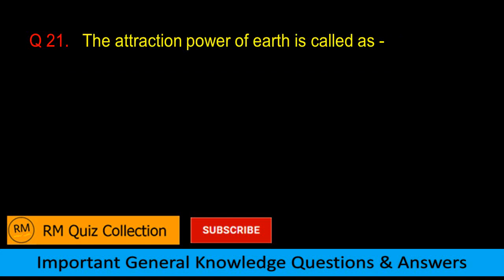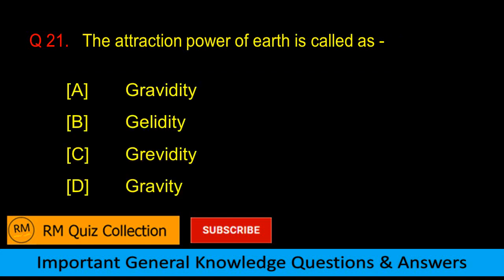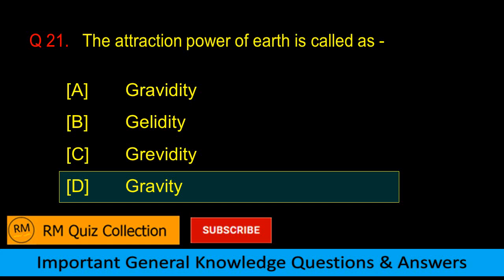Question 21. The attraction power of Earth is called as? Your options are A. Gravity, B. Gelidity, C. Gravity, D. Gravity. Your answer will be option D. Gravity.